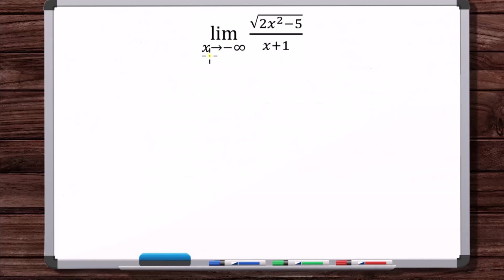The limit as x approaches negative infinity of the square root of 2x squared minus 5, all over x plus 1. Okay, so here this isn't a rational function, but we can still divide the numerator and denominator by x to the first, the order of the denominator. But now here we're going to need to be careful when dividing x by this square root, because now x is going to negative infinity.